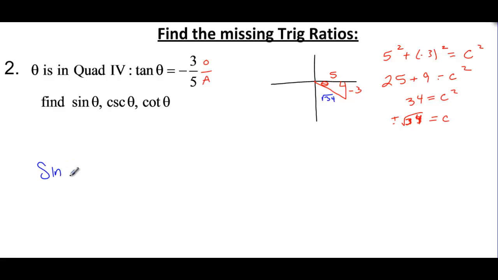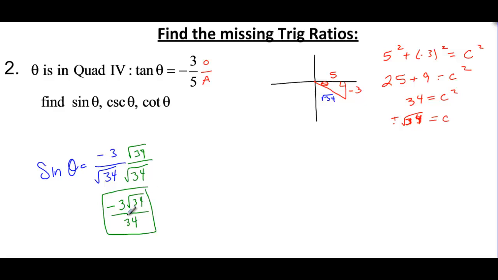So if I want sine of theta, sine is the opposite side, which is -3, divided by the hypotenuse, which is the square root of 34. And again, we don't like to keep a radical in the denominator, so multiply top and bottom by root 34, and I get a final answer of -3 root 34 all over 34. Now if I could reduce these, I would, but I can't, so that would be my final answer.